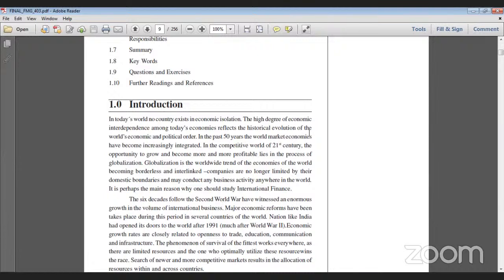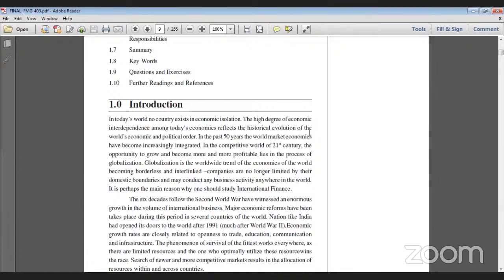The companies are no longer limited by their domestic boundaries and may conduct business activity anywhere in the world. It is perhaps the main reason why one should study international finance. The 6 decades following the Second World War have witnessed an abnormal growth in the volume of international business. Major economic reforms have taken place during the period. In several countries of the world, nations like India opened their doors to the world after 1991.